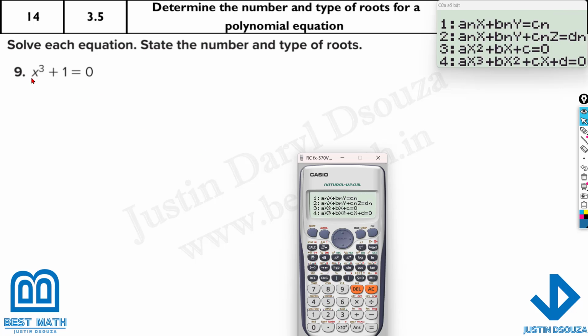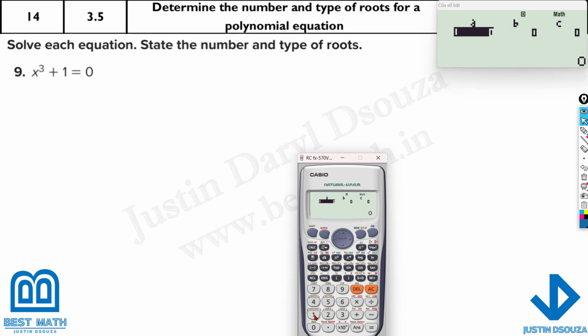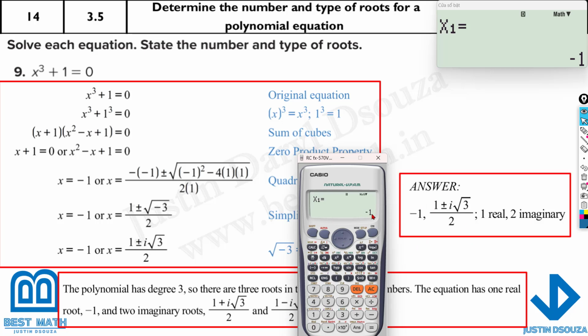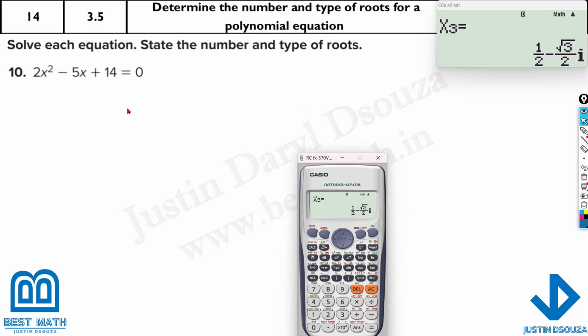Mode 5, not 3 here, it's cubic. So mode 5 and 4. Let's put in the cubic equation. It's only 1 before x cubed, that is a. There is no x squared and x term, so it's 0 and 0. And lastly, we have minus 1. Then there are 2 imaginary. So there are 3 roots. 1 is real, 2 are imaginary. You can see it's half plus or minus root 3 by 2. You can write it like this or this form. It's up to you. So 2 imaginary and 1 real.